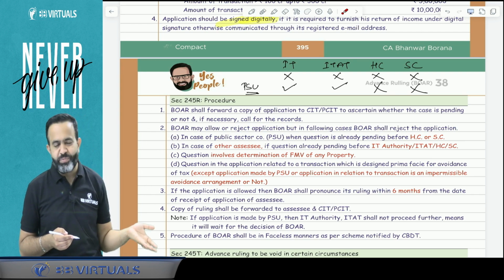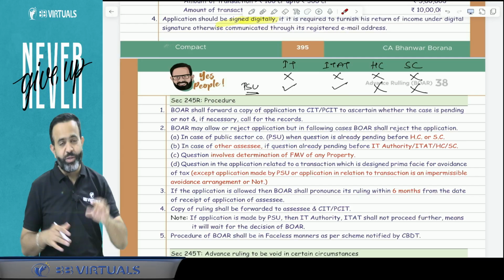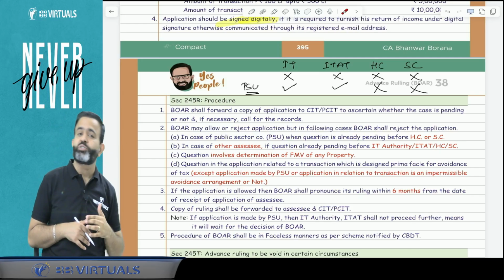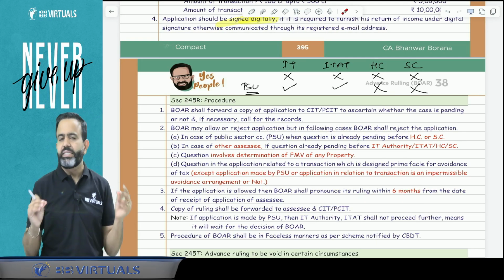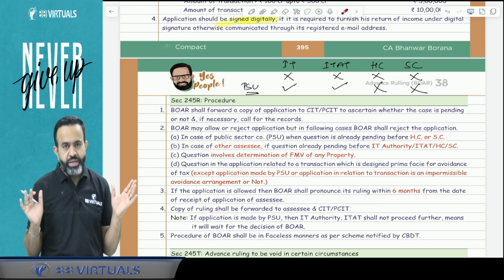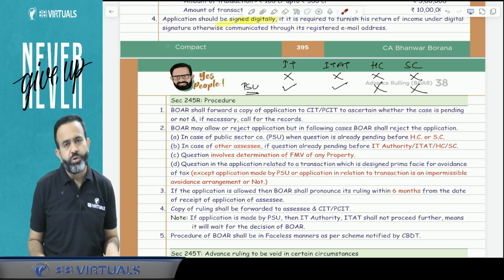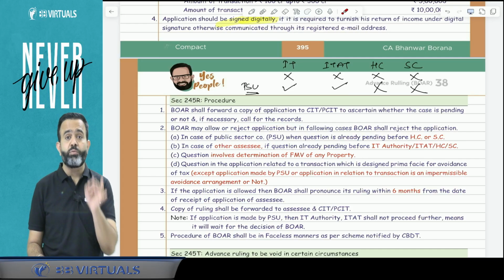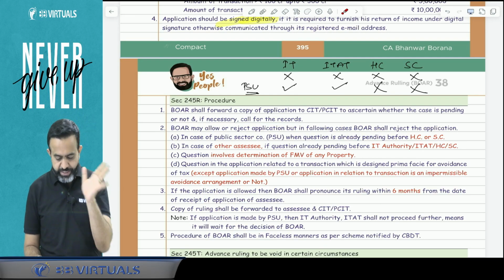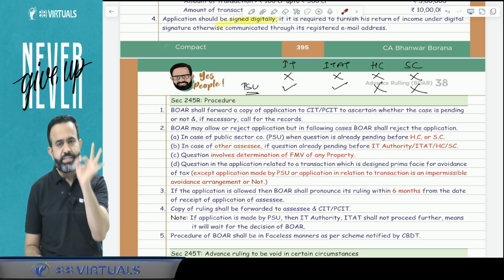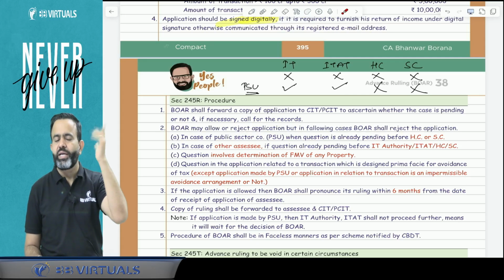So will they find out the fair market value of any property? The answer is no. If any question is related to determination of fair market value of any property, then they will reject your application. And last, suppose your transaction is prima facie designed for the avoidance of tax. In that particular case, they will reject your application.